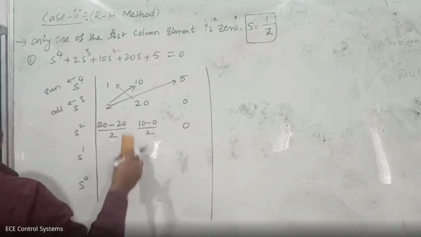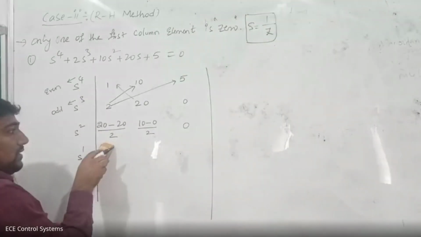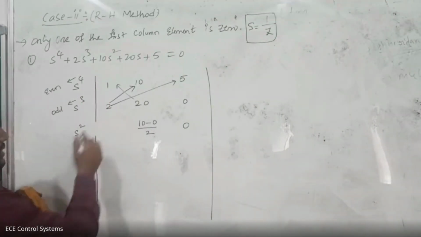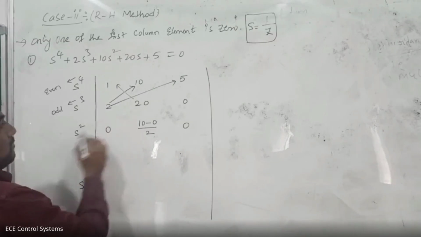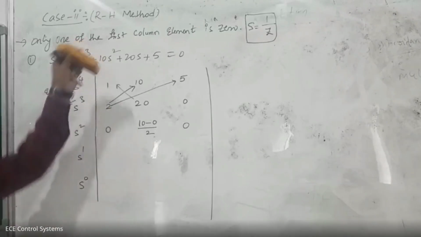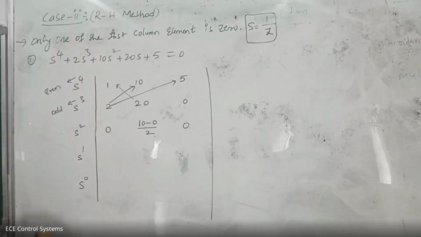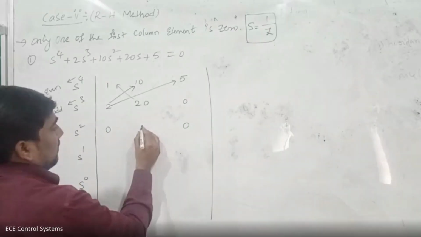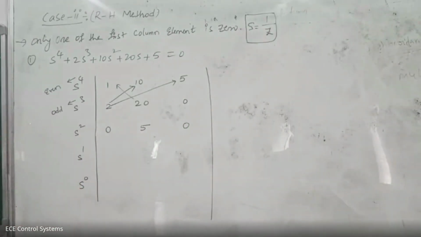From this explanation, the first row, first column element is 0 in S power 2. Simply I have to take this method, the case number 2 method. What is this answer? That is 10 by 2. The answer is 5.